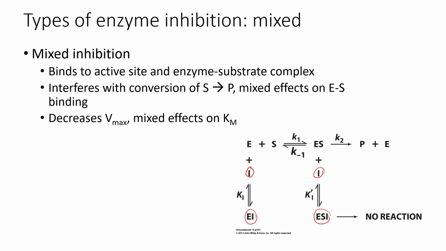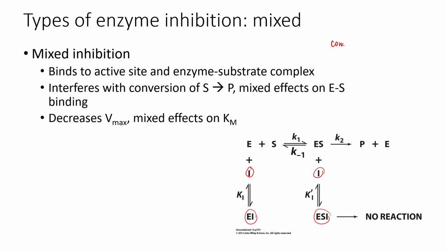For our mixed inhibition, we see both. We see a combination of this, where our inhibitor is binding both to the active site of the enzyme, as well as to the enzyme substrate complex. And ultimately, this is also going to be interfering with the conversion of substrate to product. But it's going to have mixed effects on enzyme substrate binding, because it's basically a mixture of those two types of inhibition, where one of those types of inhibition did affect enzyme substrate binding, but the other type did not. And so ultimately, let's see what this is going to do with our Vmax and our Km, right?